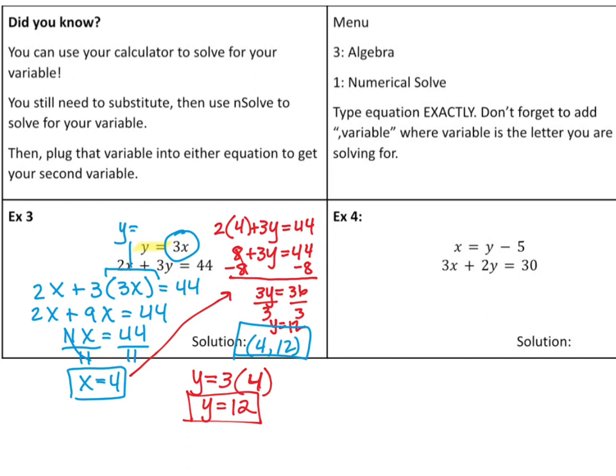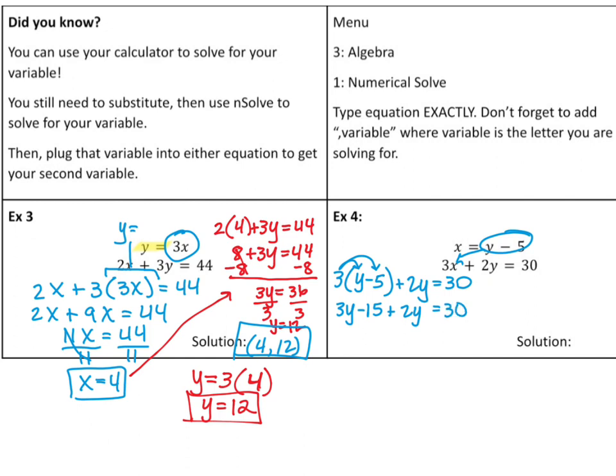All right, I have an x equals y minus 5, so I'm going to substitute in that y minus 5 for my x. So I have 3, parentheses, y minus 5, plus 2y equals 30. Go ahead and do some lovely distribution here to get 3y minus 15 plus 2y equals 30.